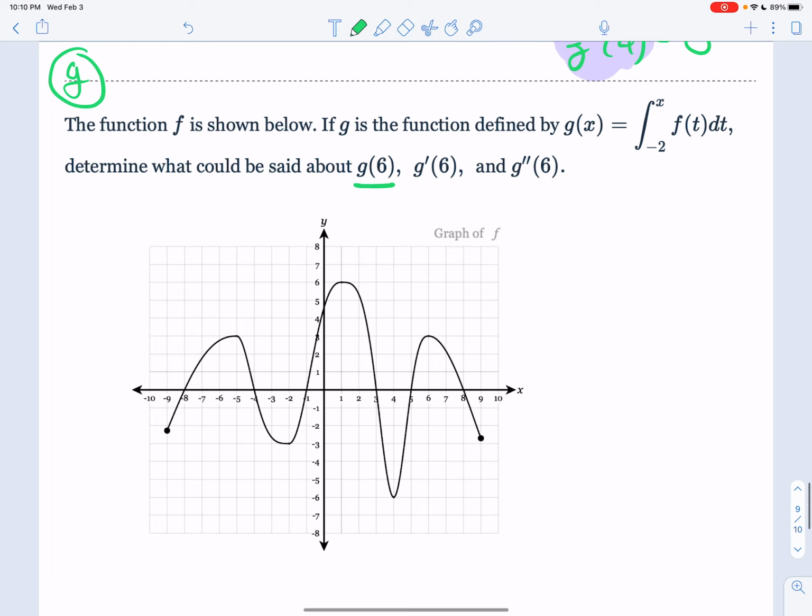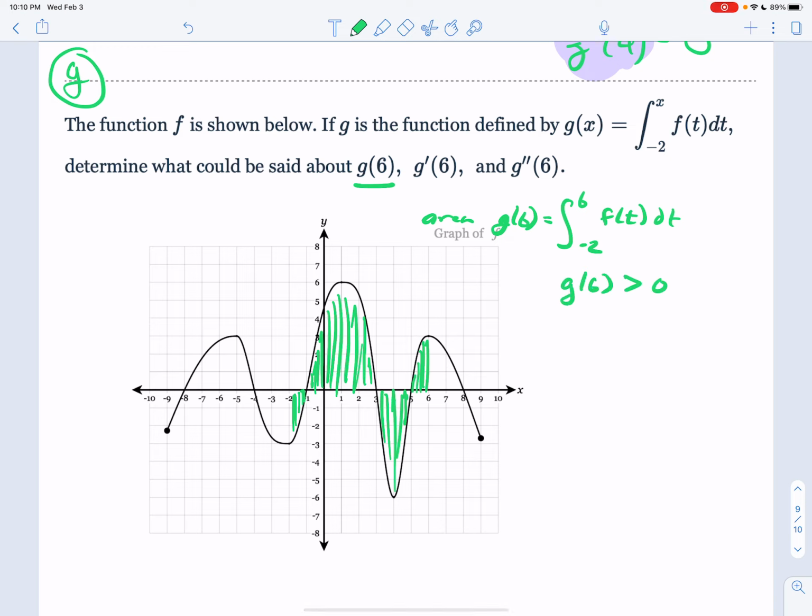Okay, so G of 6, we're finding the integral from -2 to 6. And what does that really mean? Well, integrating, you're just finding the area. So the area from -2 all the way to 6. If you were to just eyeball this one here, it's looking like we have more positive area. So I know that G of 6 definitely comes out positive.